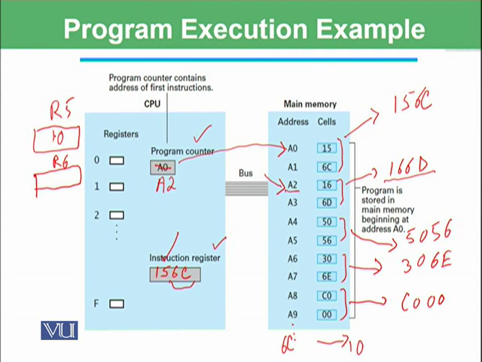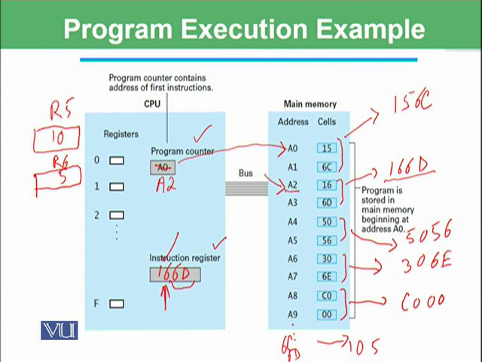Next time the instruction will be fetched from A2, that is 166D. So the instruction register will now have 166D. And what does it mean? Again, the starting 1 means load. Where to load? At register number 6. And from where to load? From the address in the main memory, that is 6D. So for example, there is another address 6D here. Suppose there is a value of 5 in 6D. So that value 5 will be loaded into register number R6.